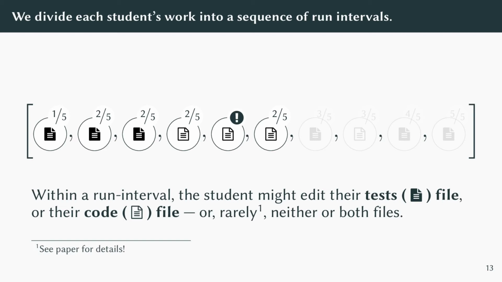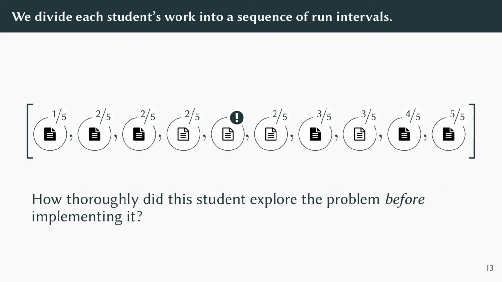Next, they returned to writing tests for 1 more interval and caught 1 more chaff. Having achieved a 3 out of 5 thoroughness score, they did 1 last round of implementation, and then finally, 2 rounds of test writing, ultimately managing to achieve perfect thoroughness. Given such a sequence, we ask, how thoroughly did this student explore the problem before implementing it?